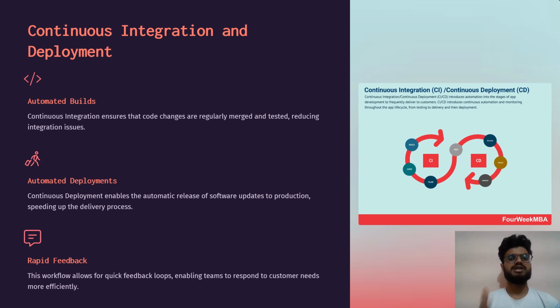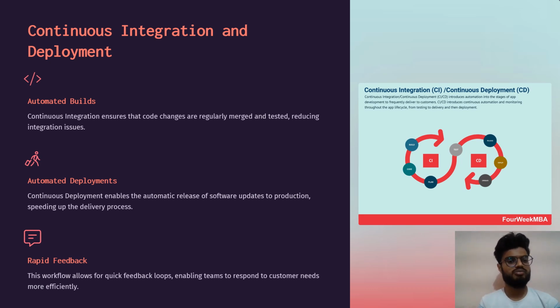So here's continuous integration and development. First, the automated builds. Continuous integration ensures the code changes are regularly merged and tested, and integration issues are caught. Guys, we are using products like GitHub. We make an extra branch from the main branch, make the changes there every day, and we need to commit the changes every time.